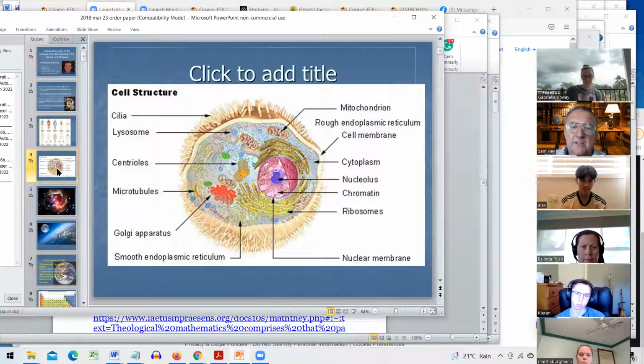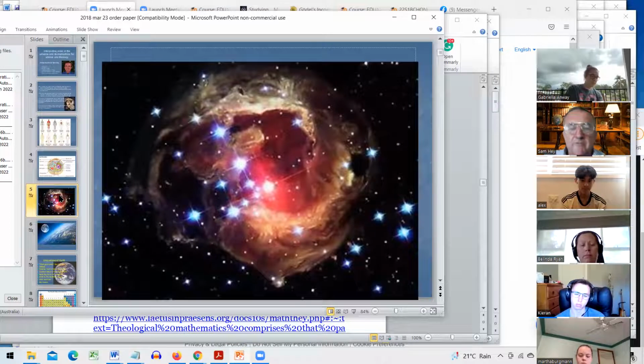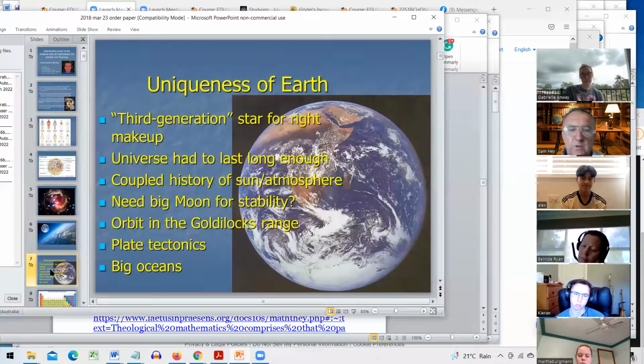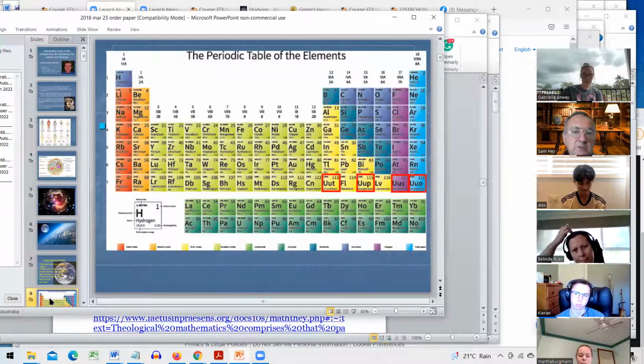Even if you look at one cell, you can see that there are lots of components in the cells that follow these patterns. Or if you step out to a huge distance, like the cosmos, there's gravity, things moving around. There all seems to be a sense of order. There's even a uniqueness in the Earth and the way in which it's made up of stardust, coupled with the history of the sun and the atmosphere. It's like a Goldilocks range. Everything seems to be just right. Even the 113 or so elements of the periodic table appear to be working just right.